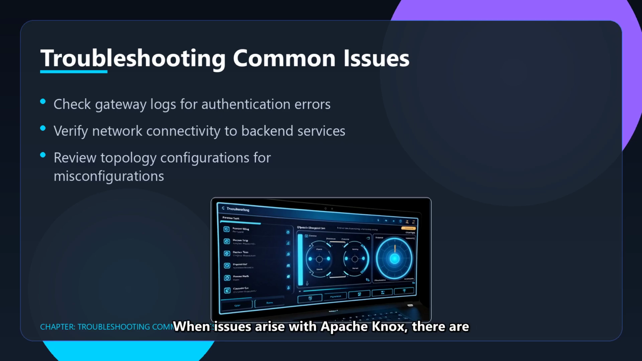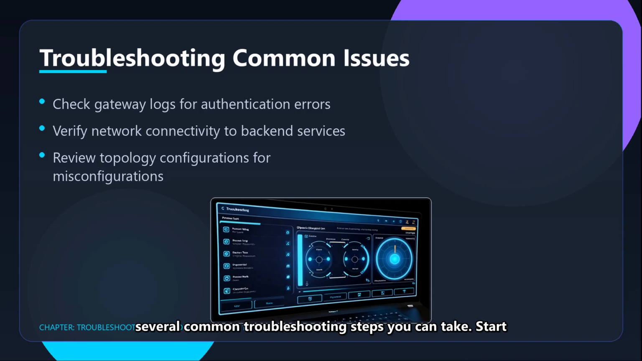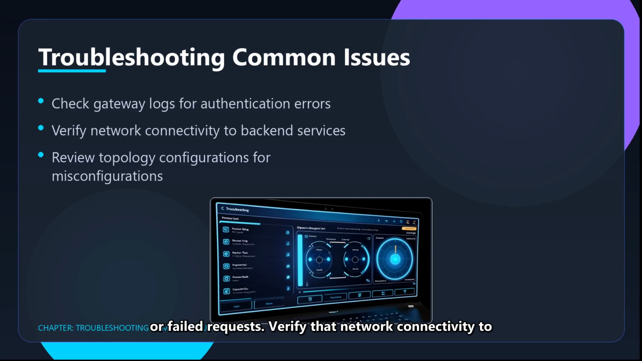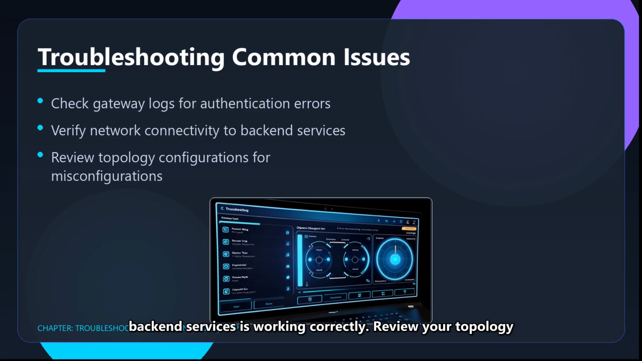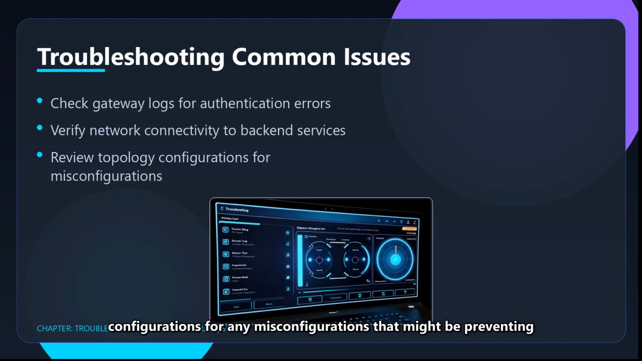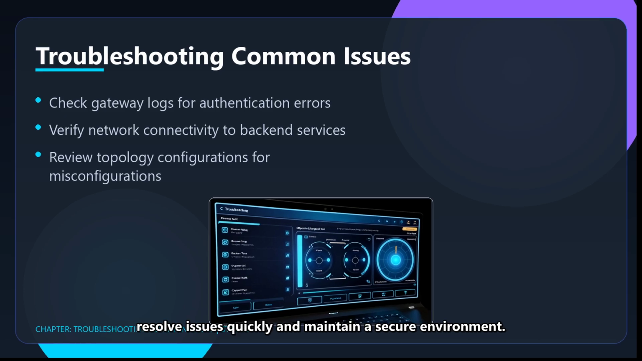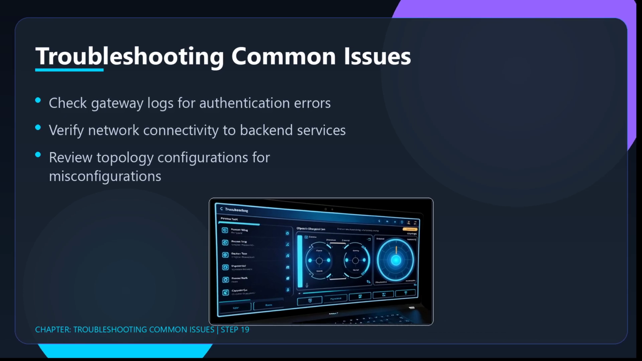When issues arise with Apache Knox, there are several common troubleshooting steps you can take. Start by checking the gateway logs for authentication errors or failed requests. Verify that network connectivity to backend services is working correctly. Review your topology configurations for any misconfigurations that might be preventing access. Understanding these troubleshooting techniques will help you resolve issues quickly and maintain a secure environment.